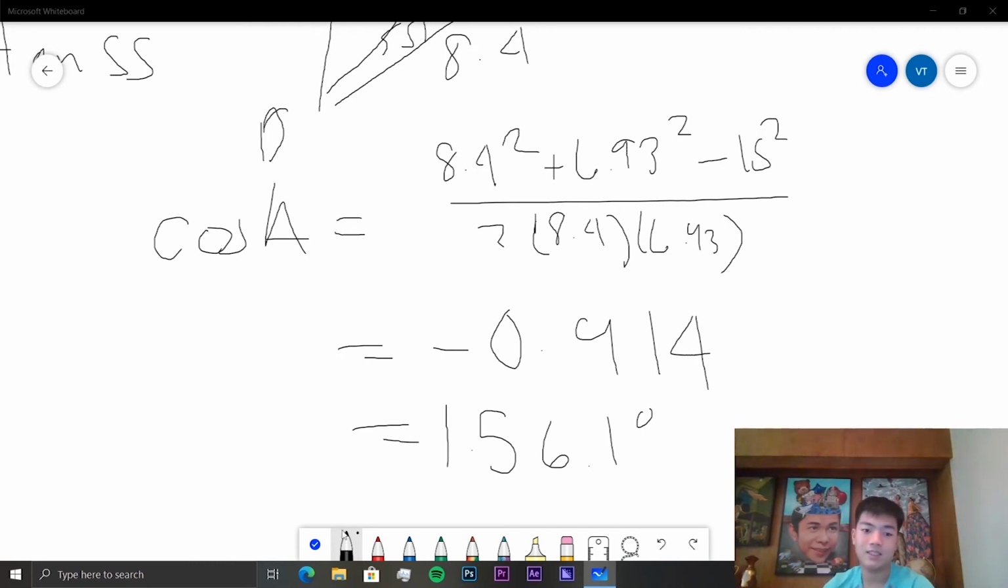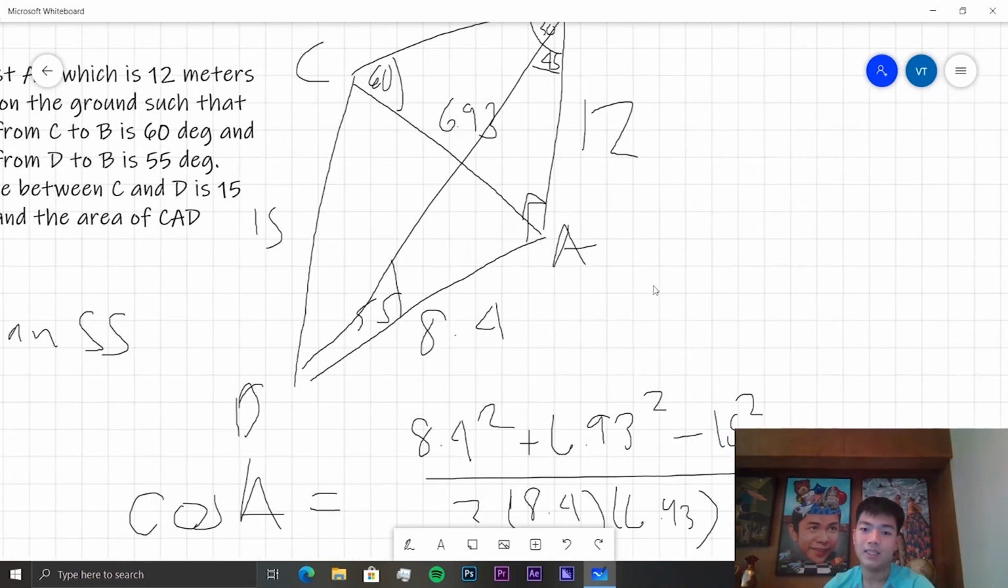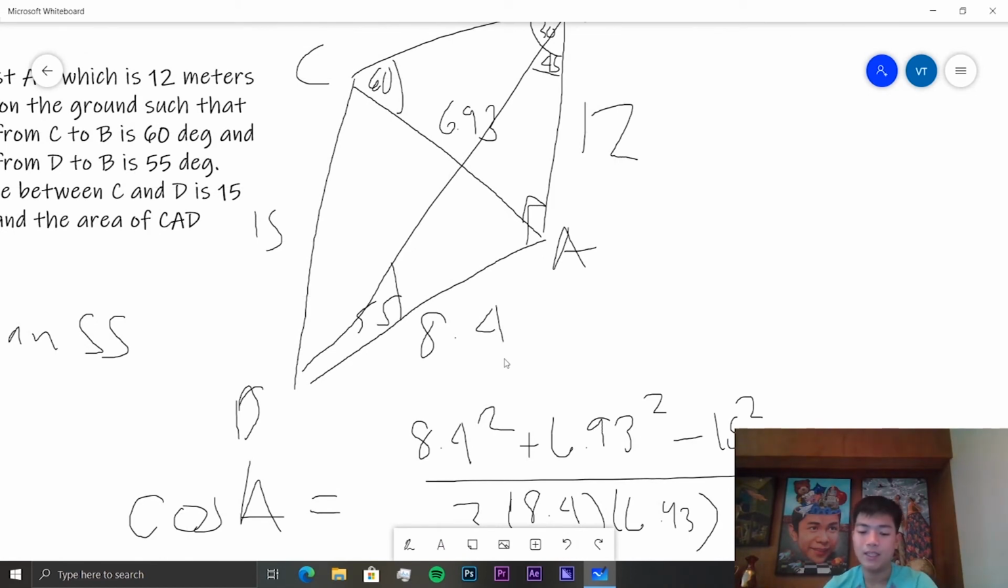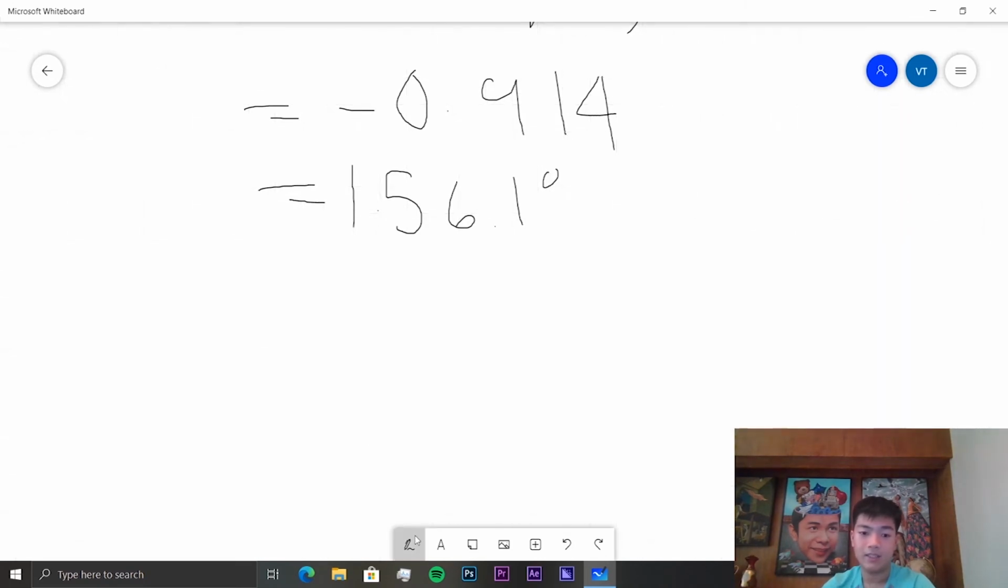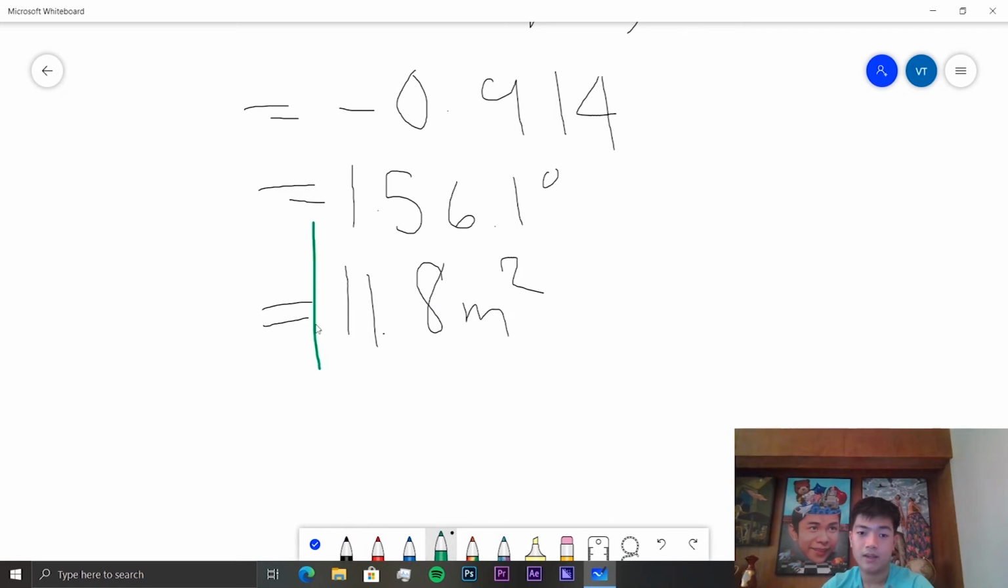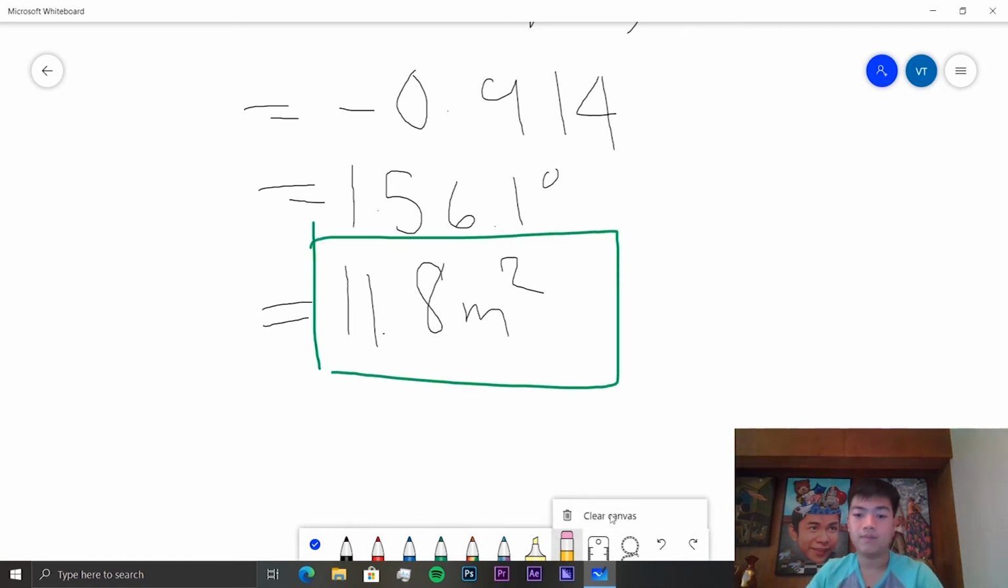Yeah, that's correct. So now we need to find the area, and that's simply 1/2 ab sin C. So we have 0.5 times 6.93 times 8.4 times sine of 156.1. So we get that the area is approximately 11.8 meters squared. So yeah, that was the answer.